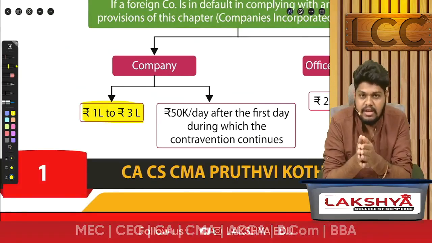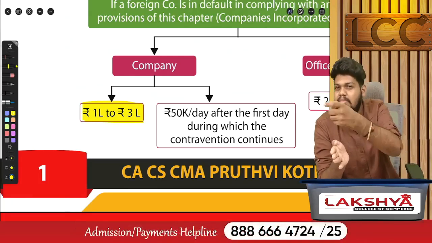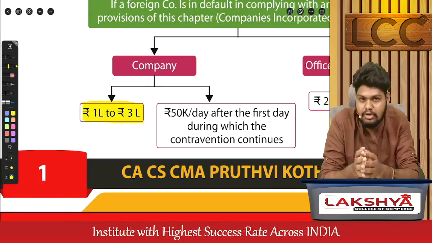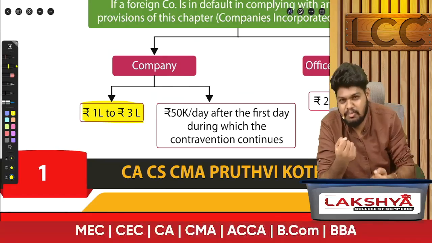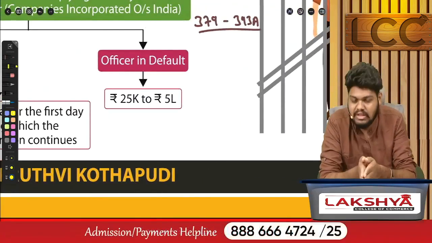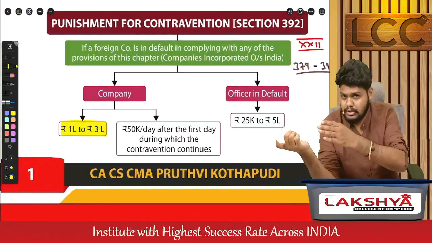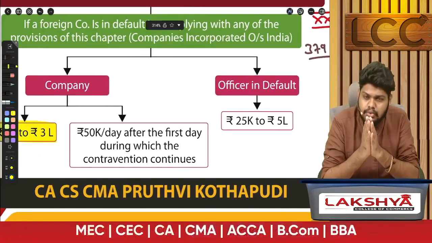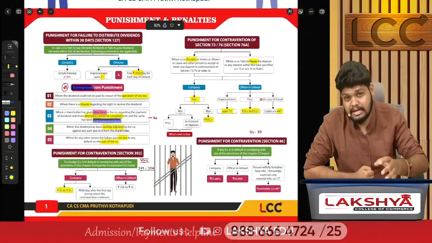Assuming for example, if the company has made a default for 5 days, for the first day, I'll impose a penalty of somewhere between 1 to 3 lakhs decided by the court. From the second day, I'll apply the penalty of rupees 50,000. Imagine this, 50,000 per day. A huge amount of penalties imposed. And coming to the officer in default, he'll be imposed with a penalty of rupees 25,000 to 5 lakhs. So what are the penalties here? Company 1 lakh to 3 lakhs plus 50,000 per day, and officer in default an amount of 25,000 to 5 lakhs. These are the most important sections from an exam perspective coming to penalty provisions.